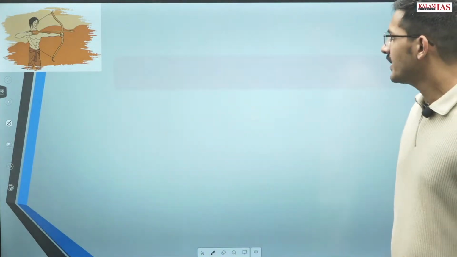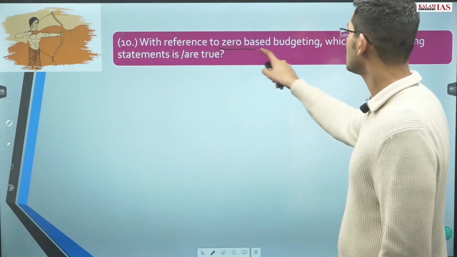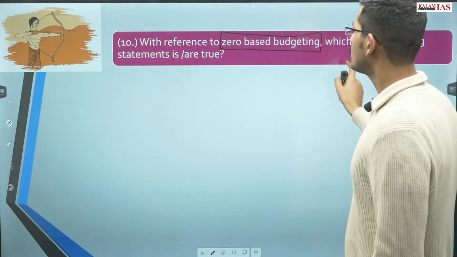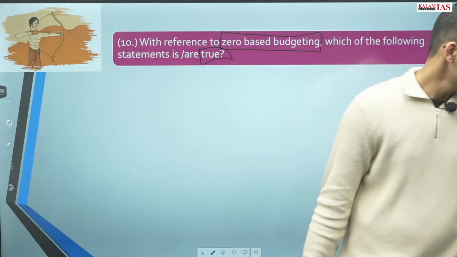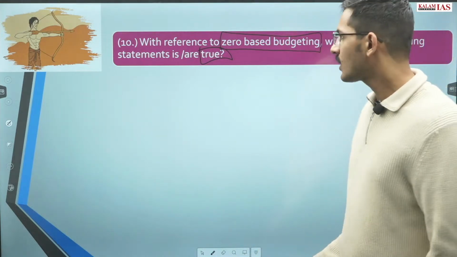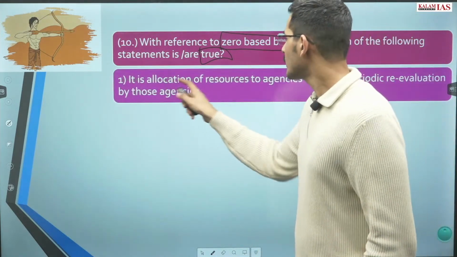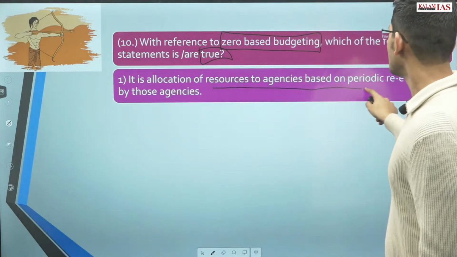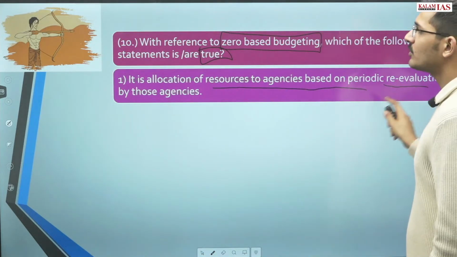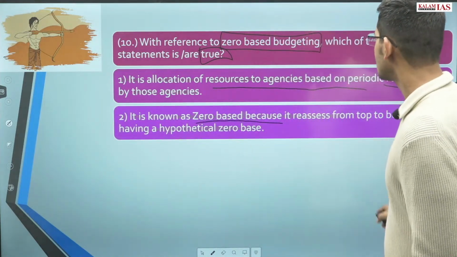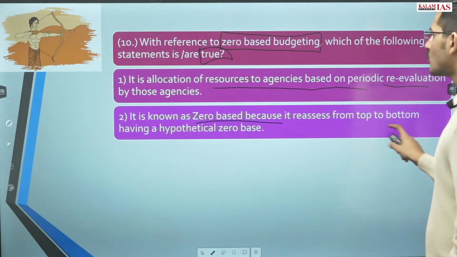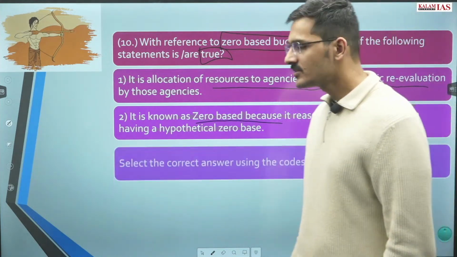So answer is B. Next is, with reference to zero-based budgeting, which of the following statements is or are true? Now, it is allocation of resources to agencies based on periodic re-evaluation by those agencies. Next is, it is known as zero-based because it reassesses from top to bottom, having a hypothetical zero base.